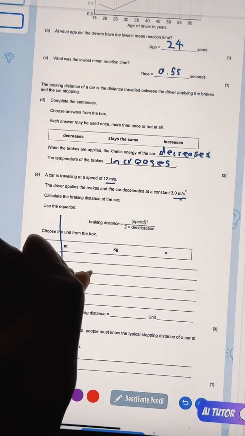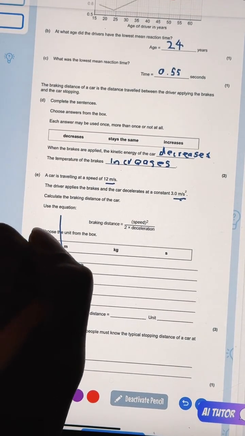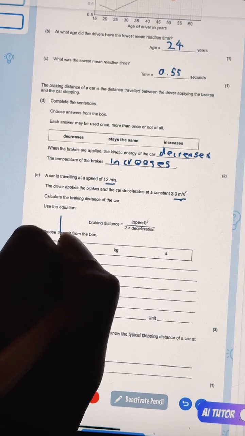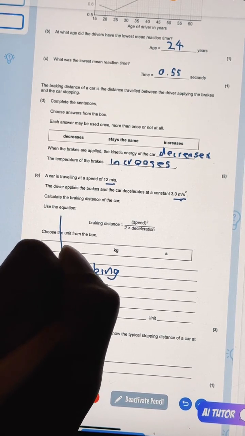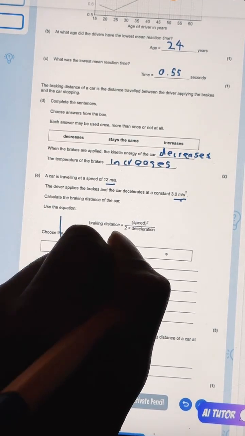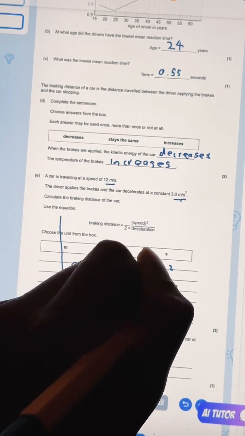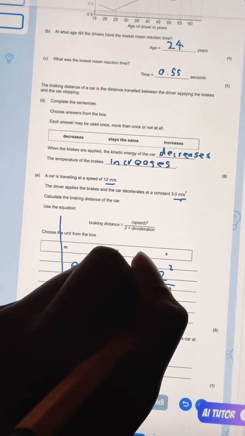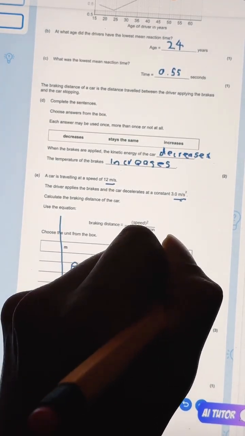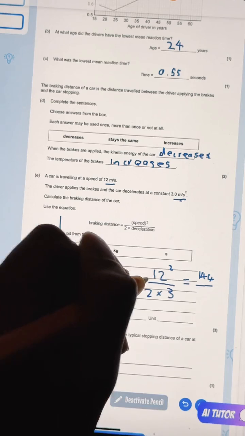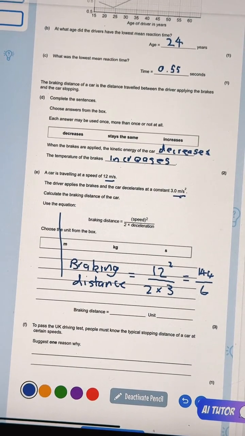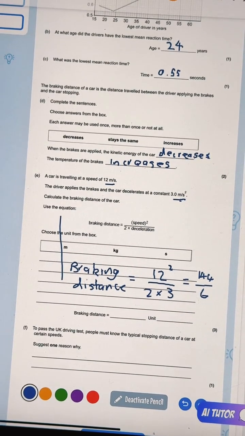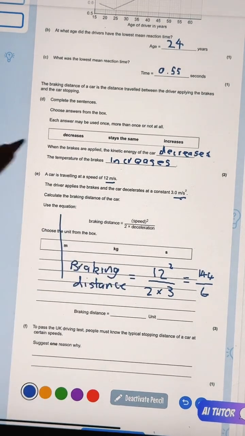Yeah? So to find this braking distance, it would be braking distance is equal to the speed squared, so that's 12 squared, over 2 times the deceleration, which is 3. Yeah? 12 squared is 144. 2 times 3 at the bottom is 6. So 144 over 6, what does that give you? Anyone quick with mental maths? Or is anyone going to use a calculator?